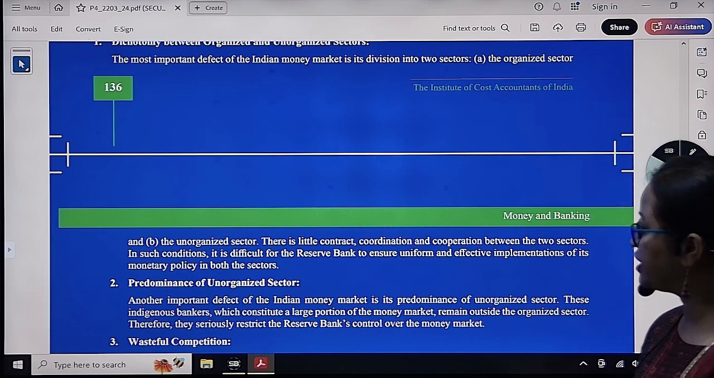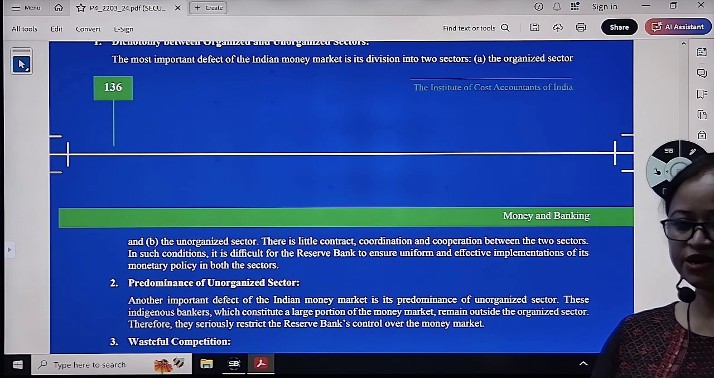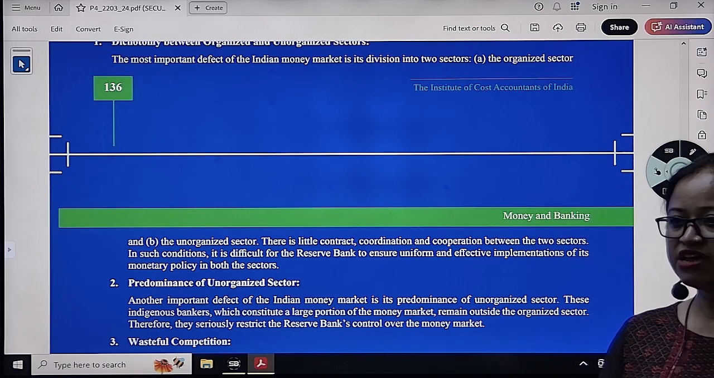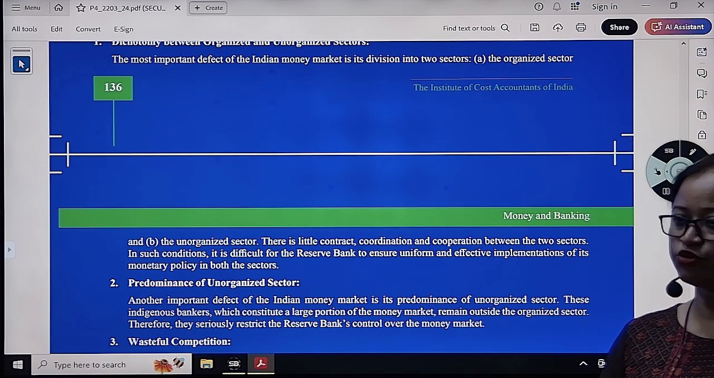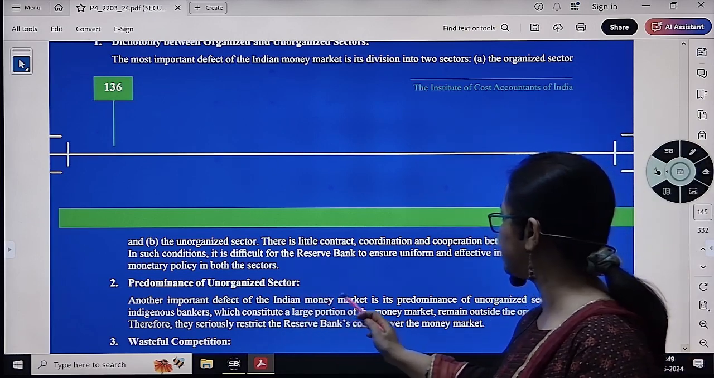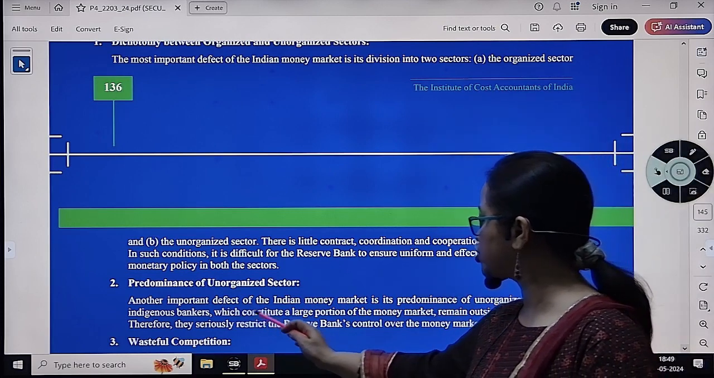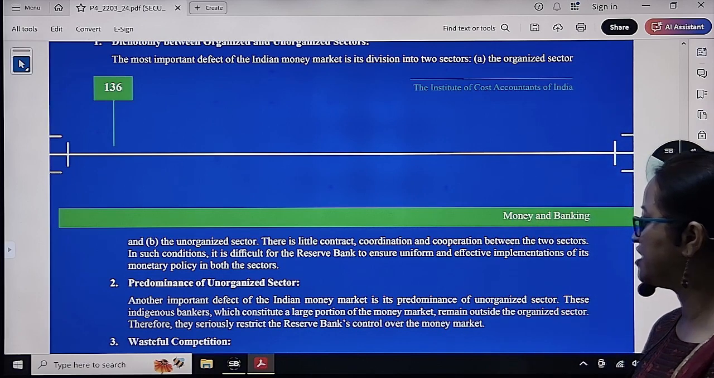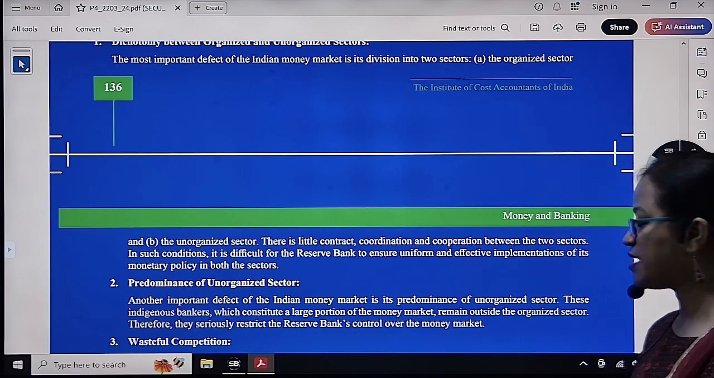Now the next one is the predominance of the unorganized sector. For many years, from the starting, people go to indigenous bankers only, people go to moneylenders only, because no papers are required. If you want money, you can go to them and borrow money, right? So another important defect of the Indian money market is the predominance of the unorganized sector. These indigenous bankers, which constitute a large portion of the money market, remain outside the organized sector. Therefore, they seriously restrict the RBI's control over the money market.